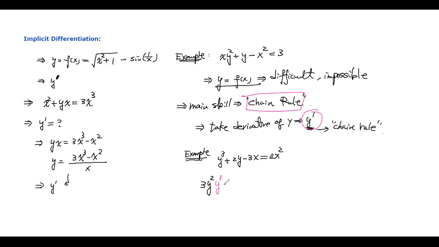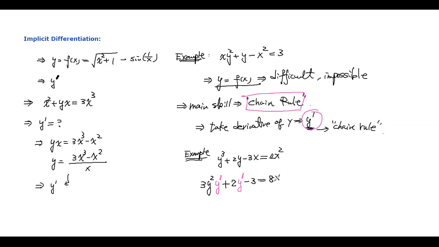The same goes for the second one. When you have 2y, you take the derivative of y, so this will be equal to 2. But the y itself is a function of x, so what do you need to times here? You times y prime. Then for the 3x, the derivative is 3. Then this one here is what?